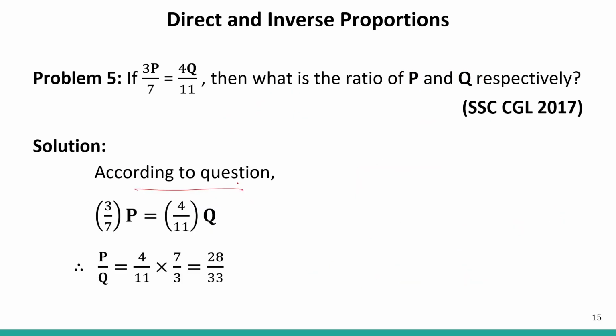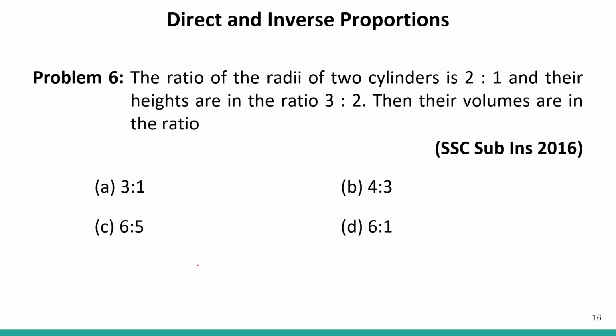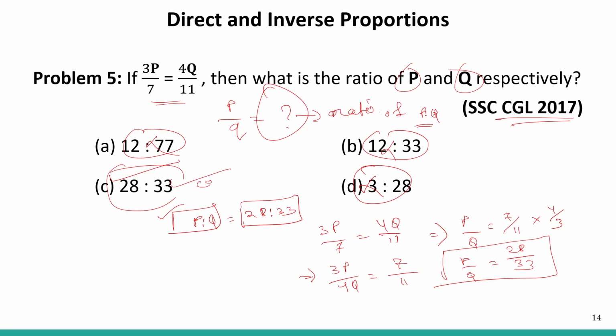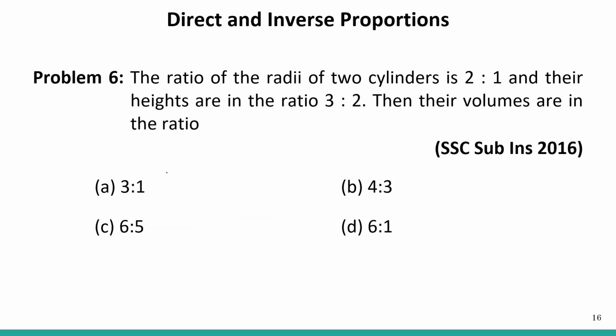So according to the solution, for question 5, 3 by 7 P is equal to 4 by 11 Q, right? This means nothing but this. So P by Q will be what? 4 by 11 into 7 by 3, the reciprocal of 3 by 7, because it was on the left hand side. By going to the right hand side, it becomes its reciprocal. So this is 28 is to 33. So the answer will be 28 is to 33, as we have seen here. Okay, correct answer. So let's see problem number 6.